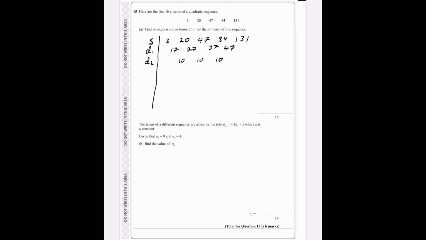So halve the 10 to get 5, and I'm going to write out the sequence of 5n squared. 1 squared is 1 times 5 is 5, 2 squared is 4 times 5 is 20, 3 squared is 9 times 5 is 45, and so on. And I'm going to work out the difference between the sequence given and the sequence 5n squared. And it comes out as minus 2, 0, 2, 4, 6, which is the 2 times table but shifted down 4 places.